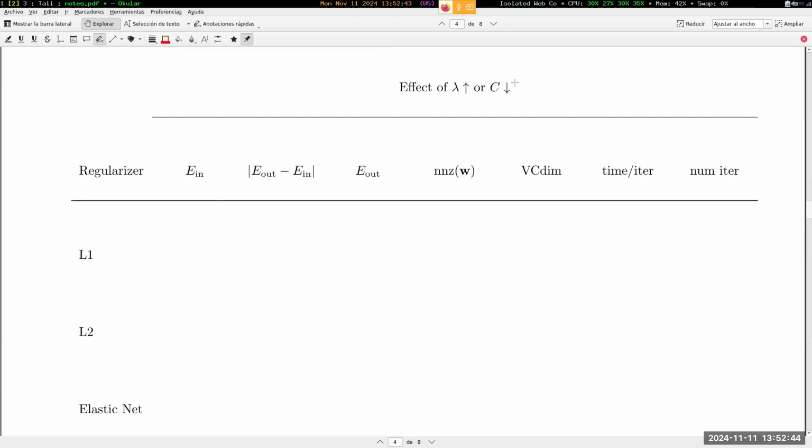As C goes down or lambda goes up, regularization gets stronger and stronger. We become a subset of what we used to be. And so the in-sample error is going to get worse. It's going to go up. C going down implies the in-sample error is going up because we are in this subset relationship. But as we add more regularization, the counterbalancing effect is that our generalization error will go down.